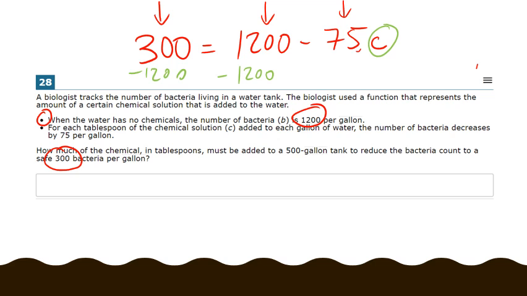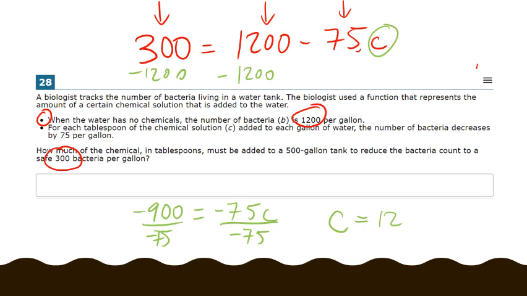300 minus 1,200 gives me negative 900, so I'm going to continue this work down below. I have negative 900 equals negative 75C. Once I divide both sides by negative 75, I'll get how many tablespoons I need for every gallon to decrease it to 300. Make sure that you have your calculator on lock here so that you can do some of these calculations. Once I do 900 divided by 75, I get 12 tablespoons.